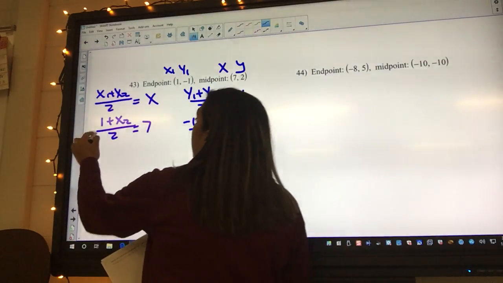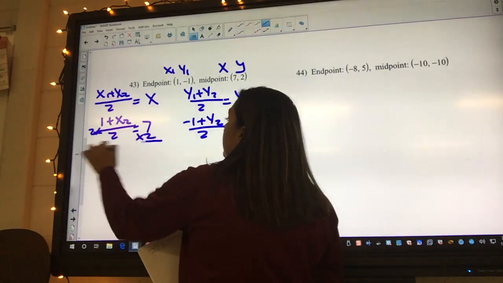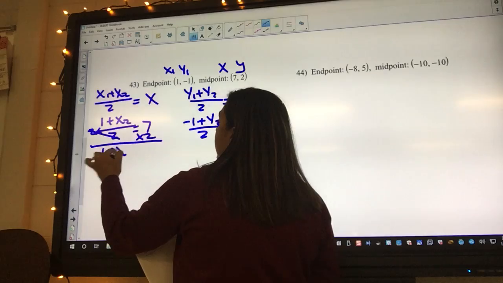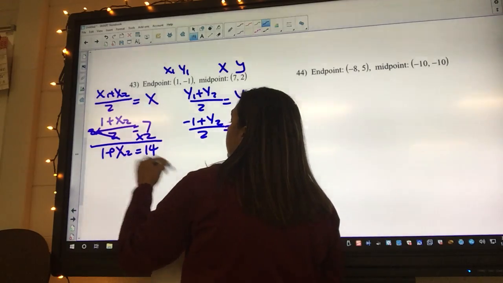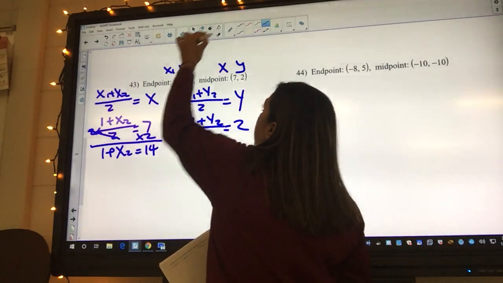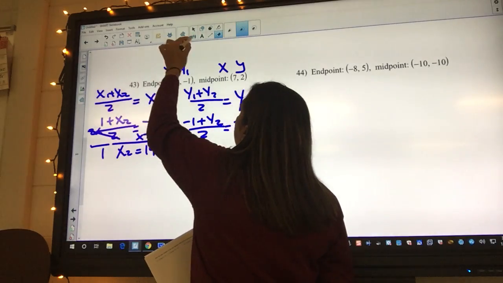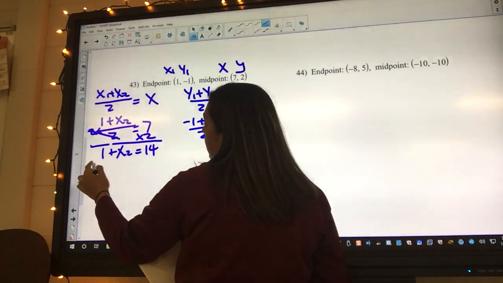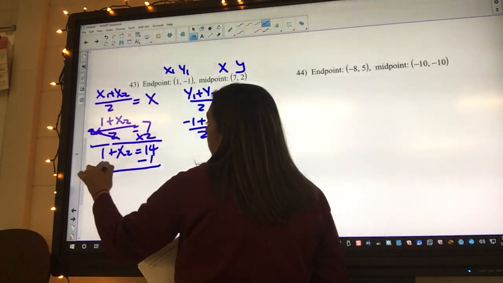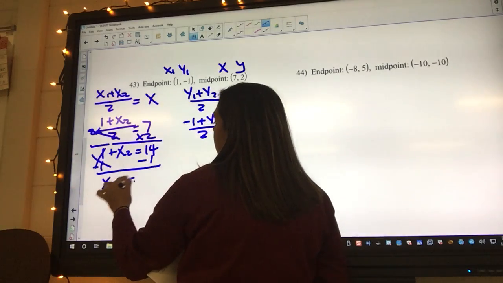Okay, we gotta multiply both sides by 2 to get rid of that 2 on the bottom. So I got 1 plus x sub 2 equals 14. And then my very last step is going to be, and I'm going to fix that, to say, well, -1 on both sides. x sub 2 equals 13.